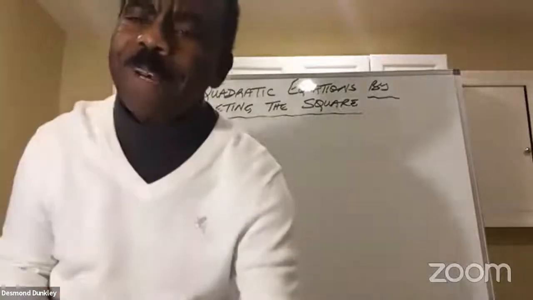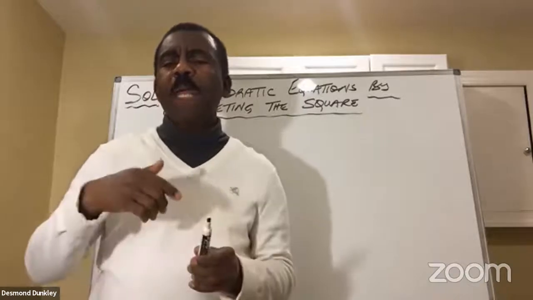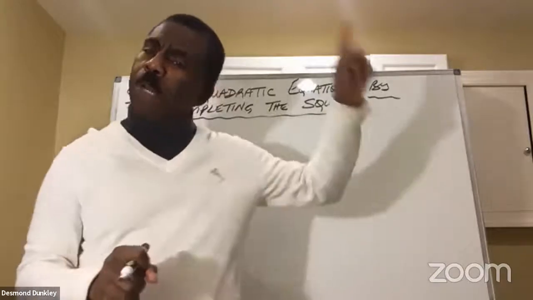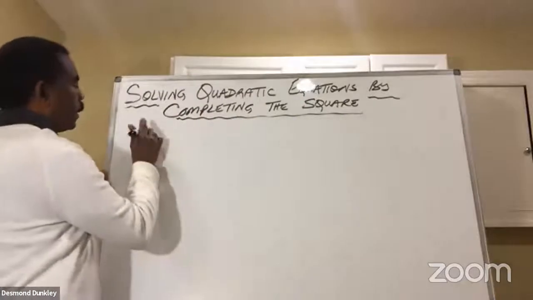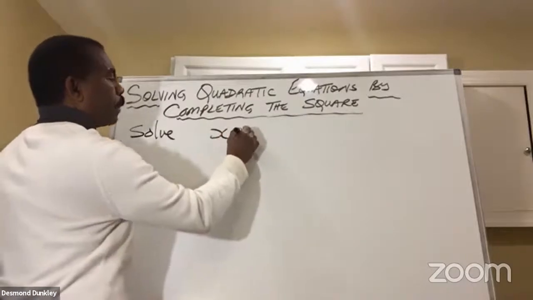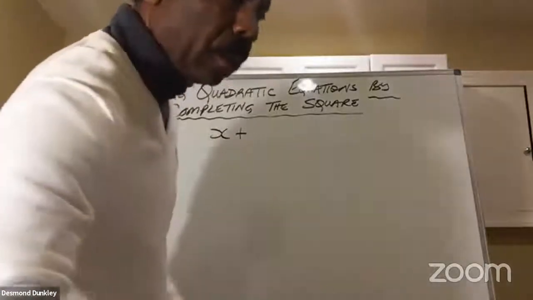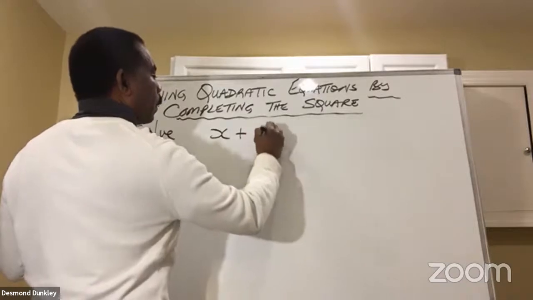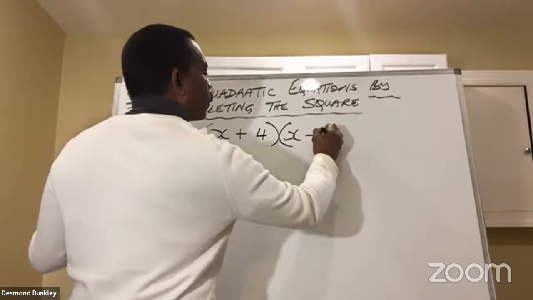Now, in order for you to be able to appreciate the method and know that it works, we're going to use an equation that we already know the answer to, and then see if, when we do completing the square, we get those answers. So let's go. Solve (x + 4)(x - 2) = 0.